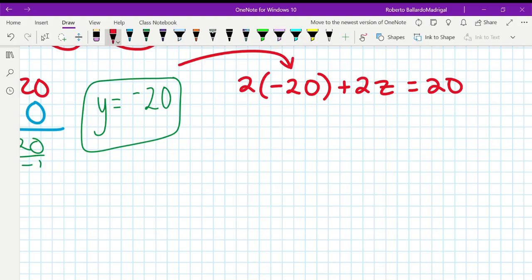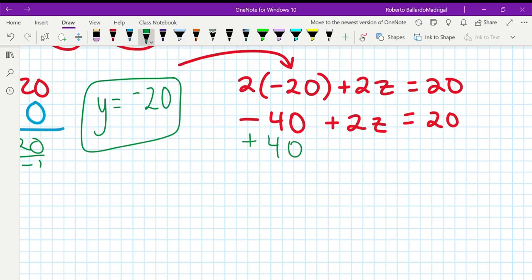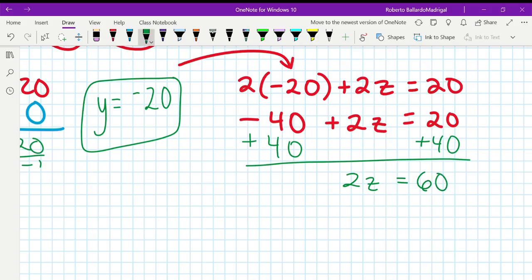Ready for the next step? All right, we're going to distribute. 2 times negative 20 makes negative 40. Negative 40 plus 2z equals 20. And then that's just a two-step equation. What's the first step? Add 40. We're going to get 2z equals 60. So what next? Divide by 2.